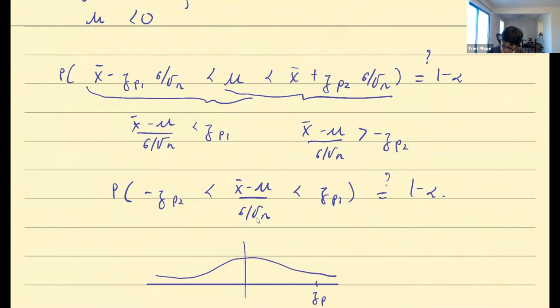This is ZP1, right? By definition, P1 is above it. This is minus ZP2, right? But because the normal is symmetric, this means that P2 is below it. I want to capture the area in between, right? So what's the area in between?